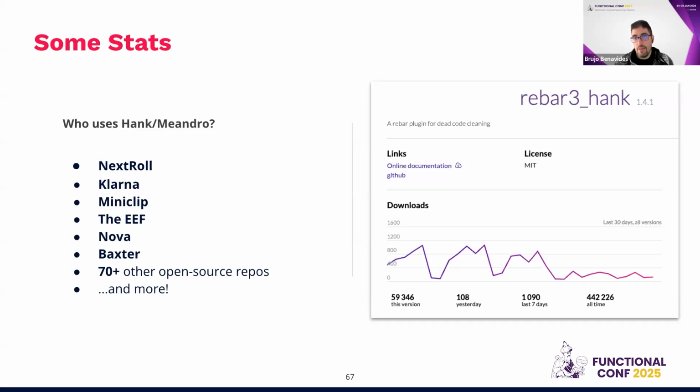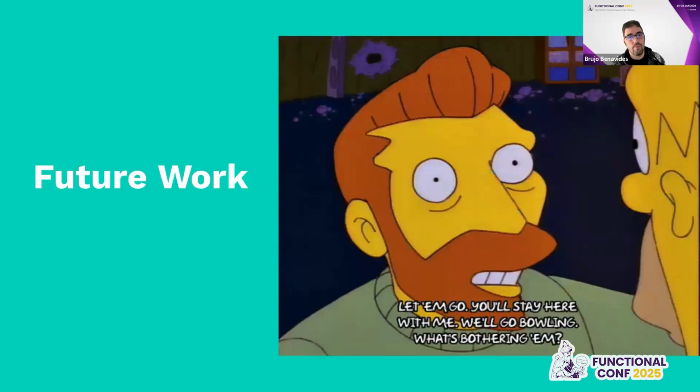So I know that Hank and Meandro are currently used by Nextron itself, of course, and Baxter, where I work now, and many other open source projects in GitHub. And of course, they are not the most popular plugins on HexPM, but they are downloaded and thus used more than 1,000 times each week. And remember that these things, particularly using Rebar3, are cached in your computer. So it's not like you download it every time you compile a project, right?